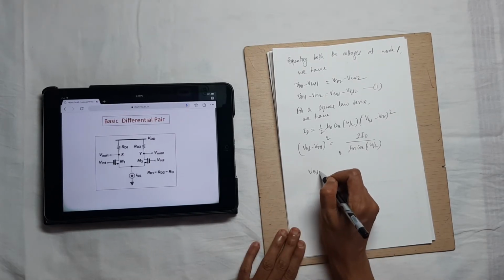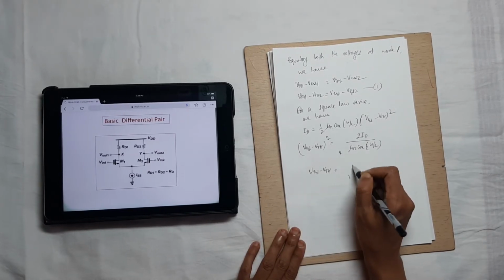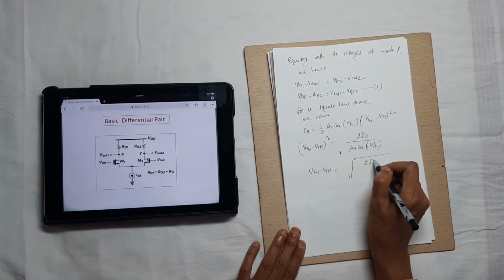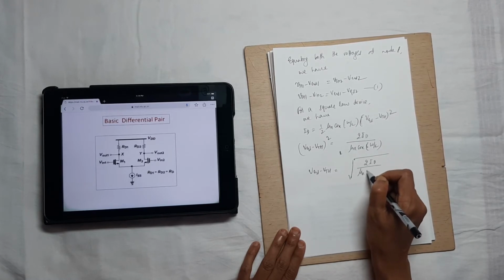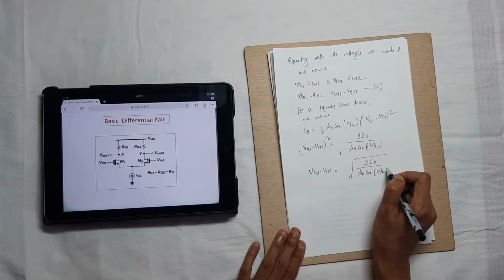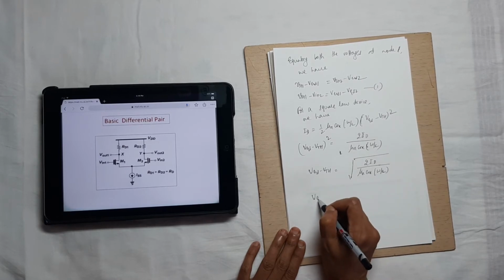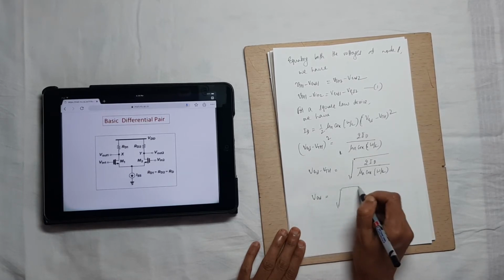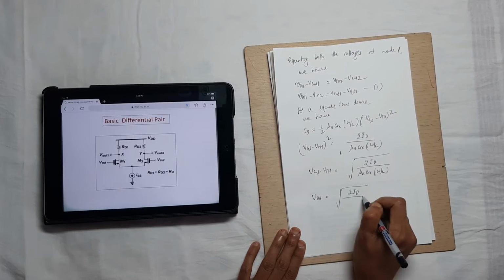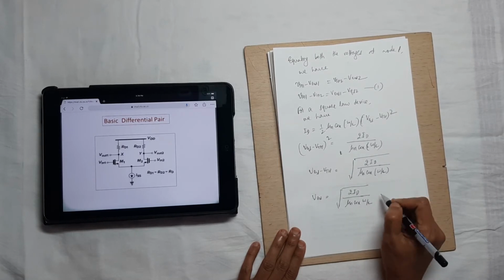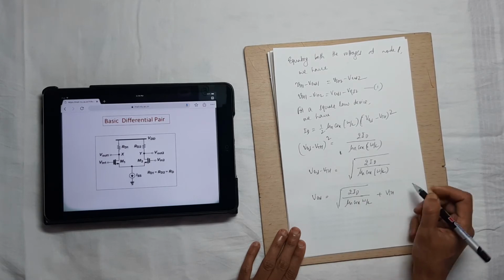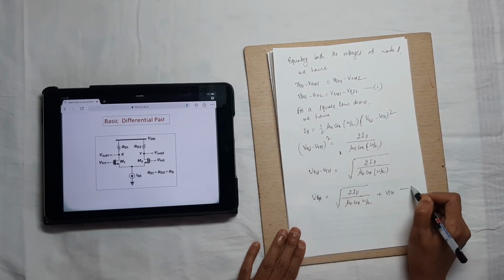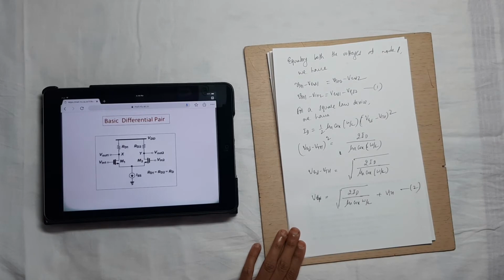So VGS minus VTH is equal to square root of 2ID divided by mu n Cox W by L, or VGS can be written as square root of 2ID divided by mu n Cox W by L plus VTH. This is the equation of VGS. Let us call this equation number 2.